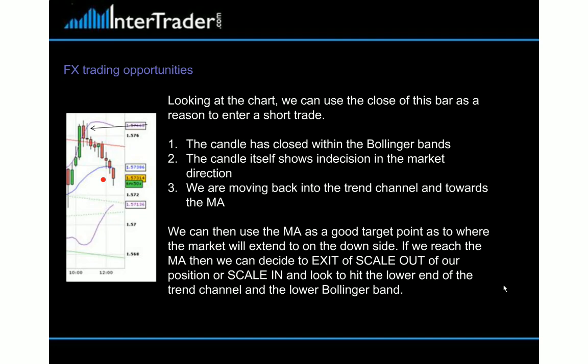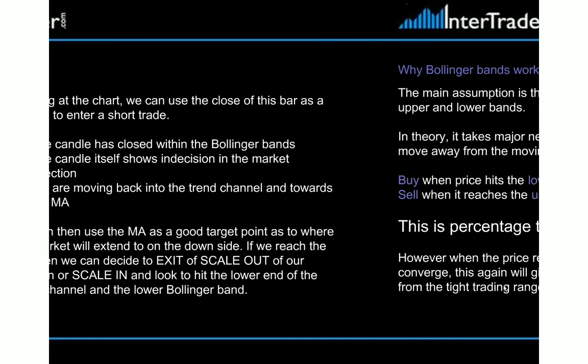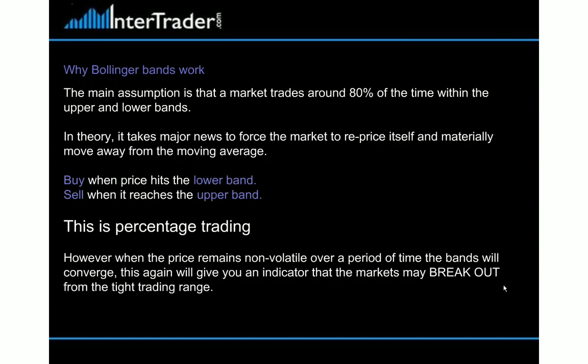So why do Bollinger Bands work? Well, the main assumption is the market trades and trends about 80% of the time, and it does so between the upper and lower bands. So you get an 80% edge if you use it in that way. That 20% of the time, the markets are trading outside the Bollinger Bands and the market's going wild. Therefore, 80% of the time, they're going to come back into the range.